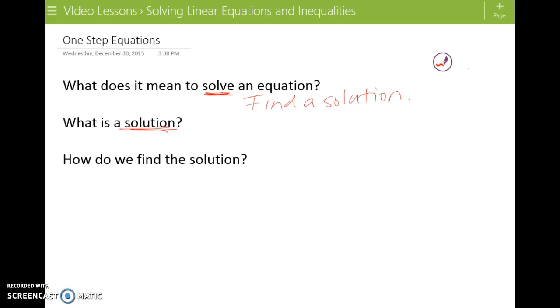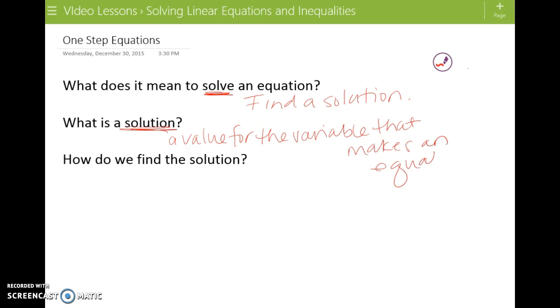So basically what we're doing is looking for a value for the variable that makes an equation true. So we're looking for a value for the variable that makes an equation true.